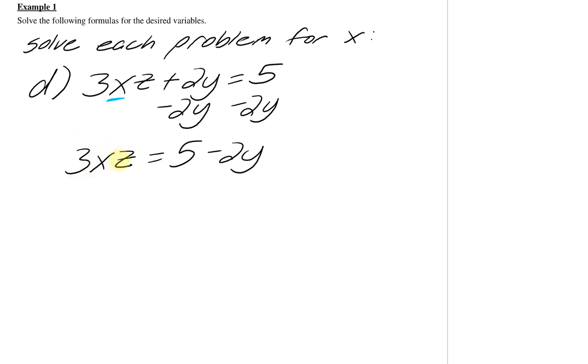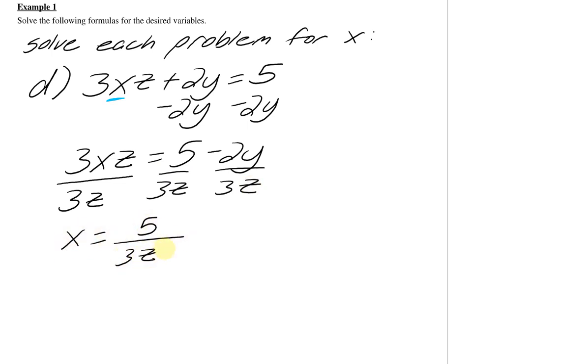And then to finish this off, so this is 3 times x times z. I want the x by itself, and everything here right now is being multiplied together. So to finish this off, what I'm going to do is just divide out the parts that I don't want, which means I'm going to divide out the 3z. And I just want to divide each part by 3z. So in the end, I get x equals 5 over 3z minus 2y over 3z.